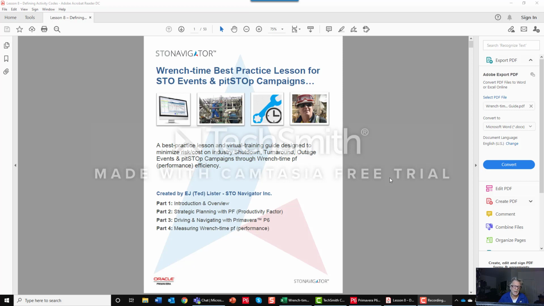So I get this question often. Why do I measure tool time? What is the value? What is the productivity factor versus performance? How do I measure tool time?